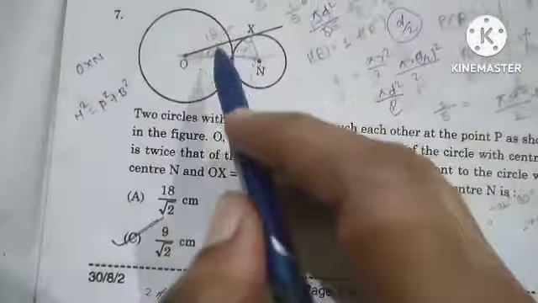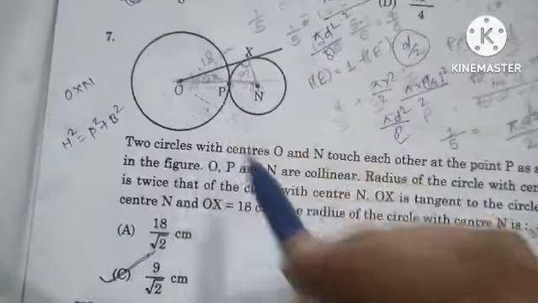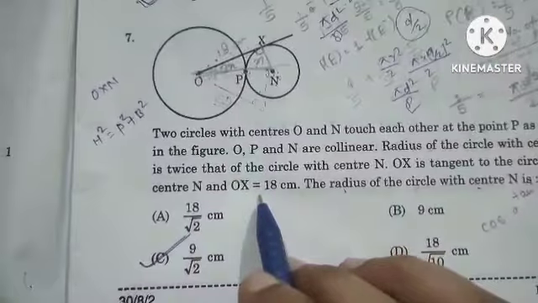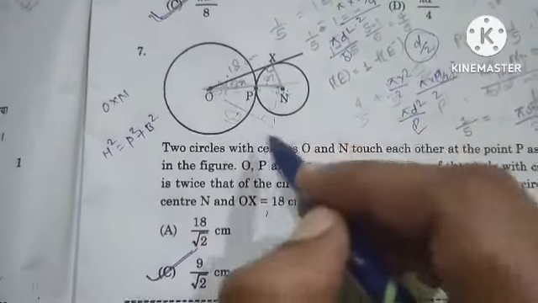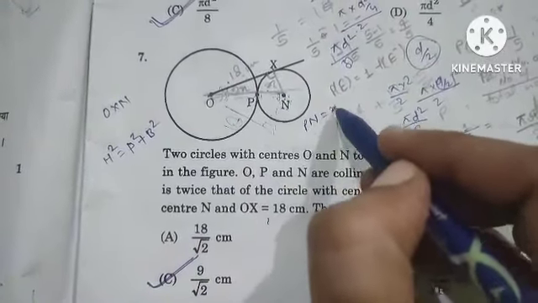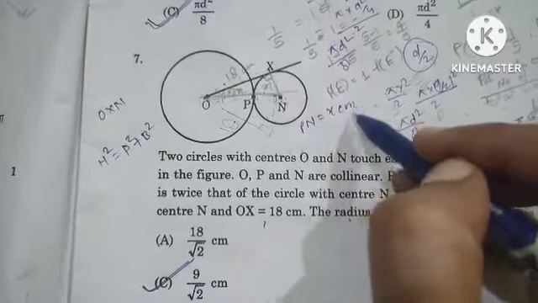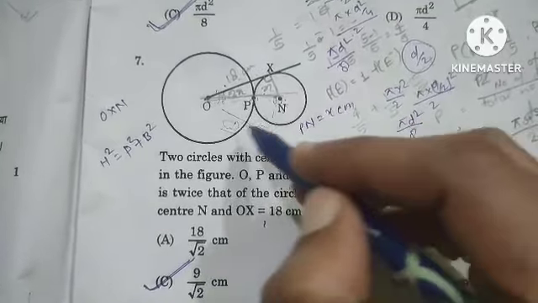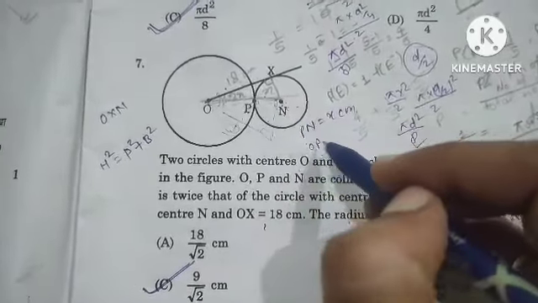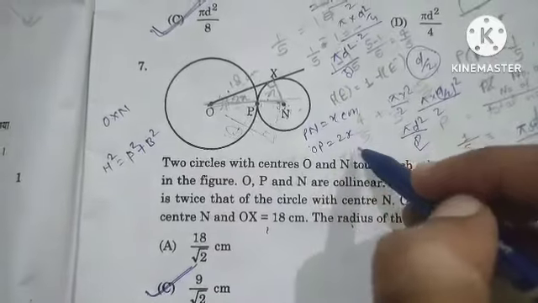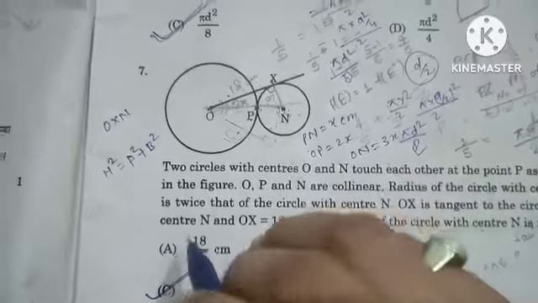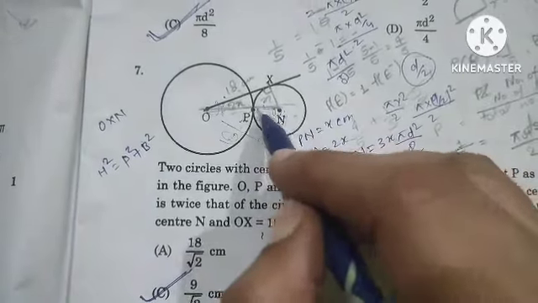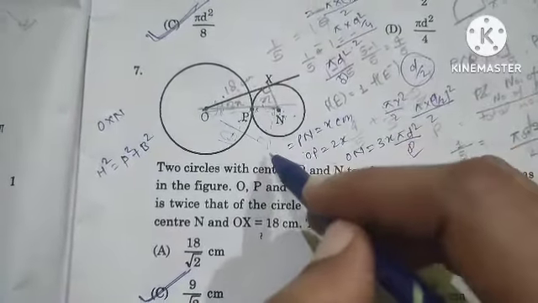OXN is equal to 18 centimeter. It is given that... Let PN be equal to x centimeter, and OP is twice of PN, so OP is equal to 2x. Then the total distance of ON is equal to 3x. And this PN is equal to x, then XN is also equal to x.